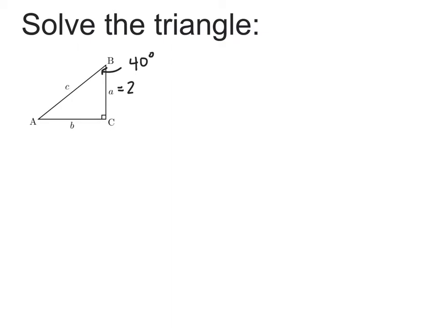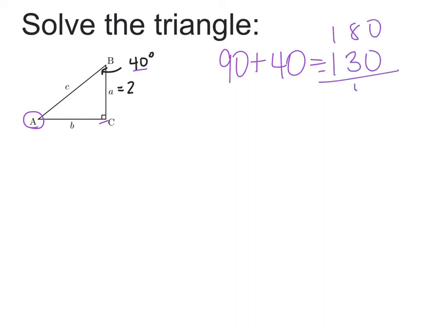So the first thing that I'm going to do is find angle A. If B is 40 and C is 90, 90 plus 40 gives me 130, and if I take that away from 180, that's going to give me 50 degrees. So angle A is equal to 50 degrees. Easy enough.